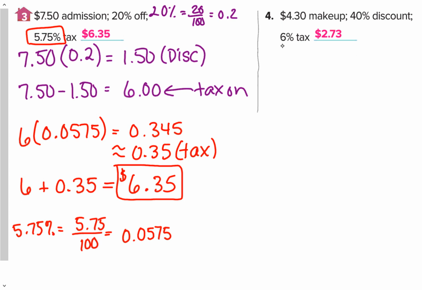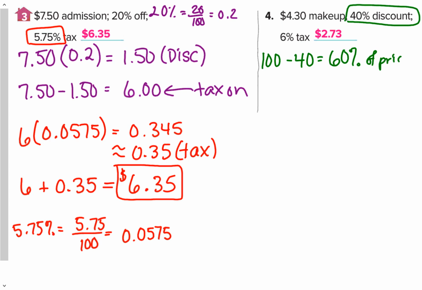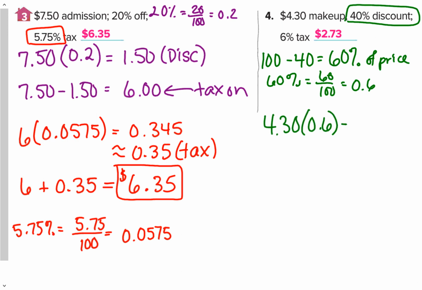$4.30 makeup, 40% discount, 6% sales tax. So if you have a 40% discount, okay, that means you're taking off that discount. So that means you're only paying 60% of the price, okay? And just remember 60% equals 60 over 100 or 0.6. So we've got $4.30 times 0.6 or 60% of the price. So that's $2.58. This is your discounted price.